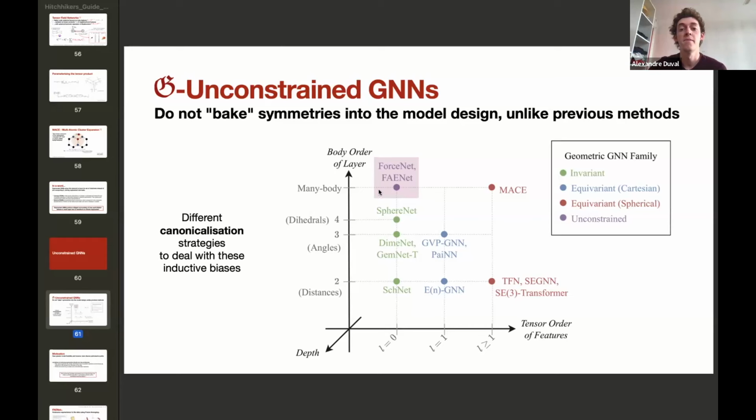And therefore, they lie, in our figure at the top here, because most of them, so it's not all of them, but some of them like FinNets, use scalar features only, so tensor order 0, but they manage to incorporate many-body information, because as they don't restrict their functioning, they can incorporate the topological and the geometric information from higher order neighborhoods as you add more layers.